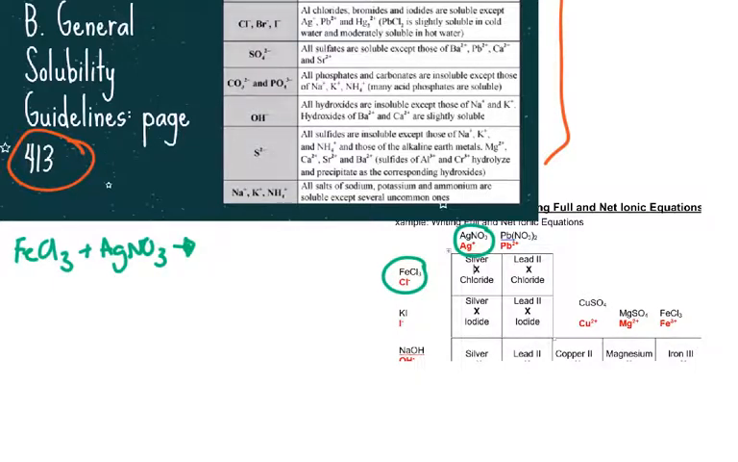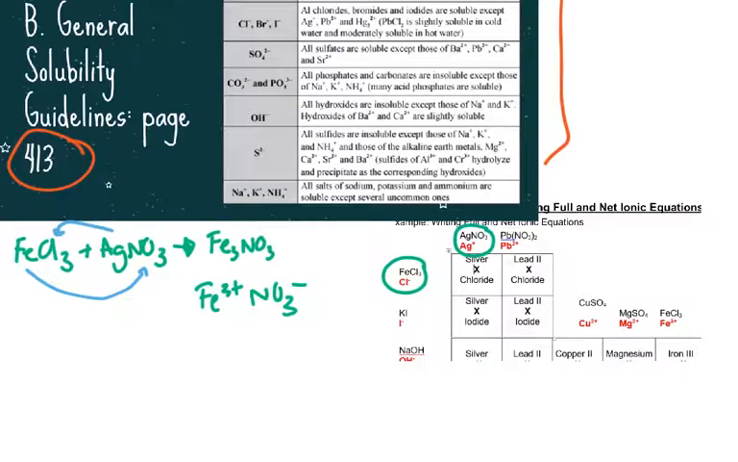That means my positive and negative ions are going to switch partners. So my iron will now be bonded to my nitrate and my silver will now be bonded to my chloride. So those are the two products that I'm going to write. Iron, we know, has a positive 3 charge if you calculate backwards from the chlorine. And then silver nitrate, nitrate we know is -1 because it's one of our polyatomic ions.